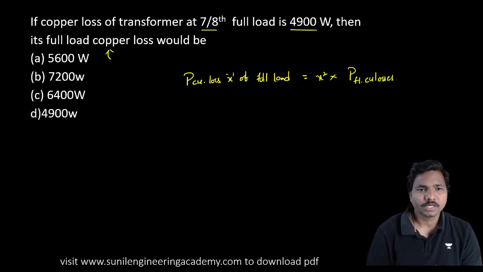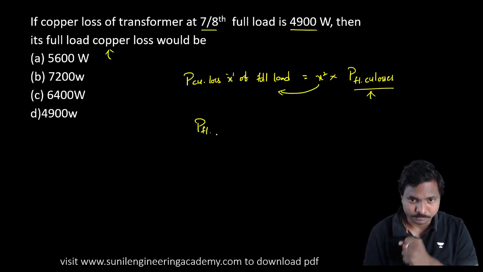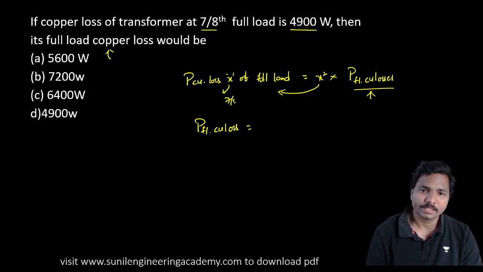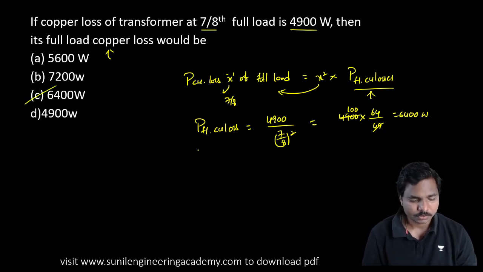Since they are asking full load copper loss, we send this X square to the other side. Full load copper loss is equal to the copper loss at X of full load divided by X square. X is 7 by 8, so it is 4900 by (7 by 8) whole square, that is 4900 into 64 by 49, which is 100 into 64, that is 6400 watts. So the answer is option C.